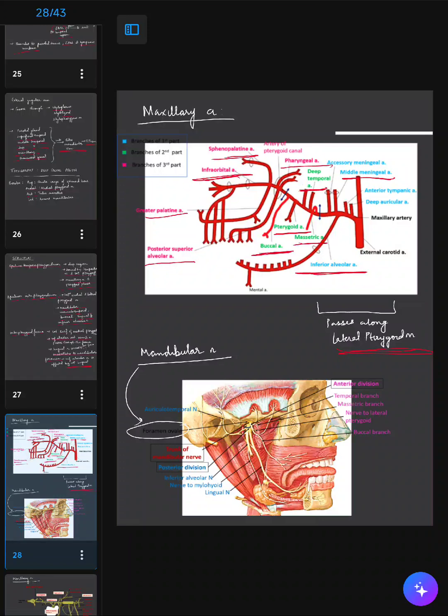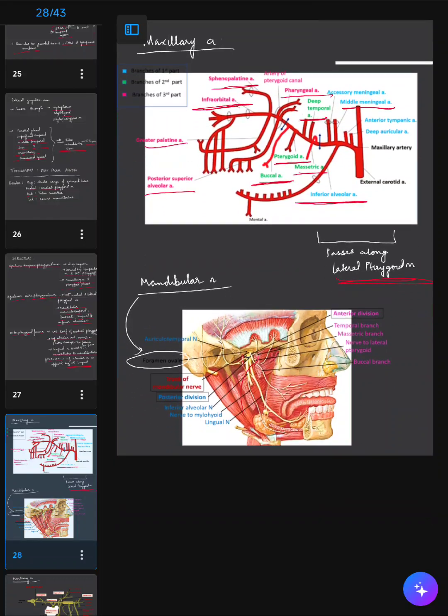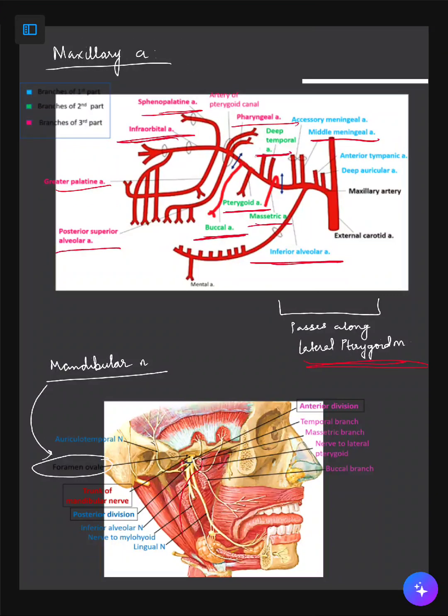Now the mandibular nerve. The mandibular nerve exits from the foramen ovale. It is covered laterally by the lateral pterygoid muscle, and gives branches including the inferior alveolar nerve. Now there are two divisions of this mandibular nerve, the anterior division and the posterior division. The anterior division gives the temporal branch, masseteric branch, nerve to lateral pterygoid, and buccal branch, and posteriorly it gives the inferior alveolar nerve, nerve to mylohyoid and lingual nerve.